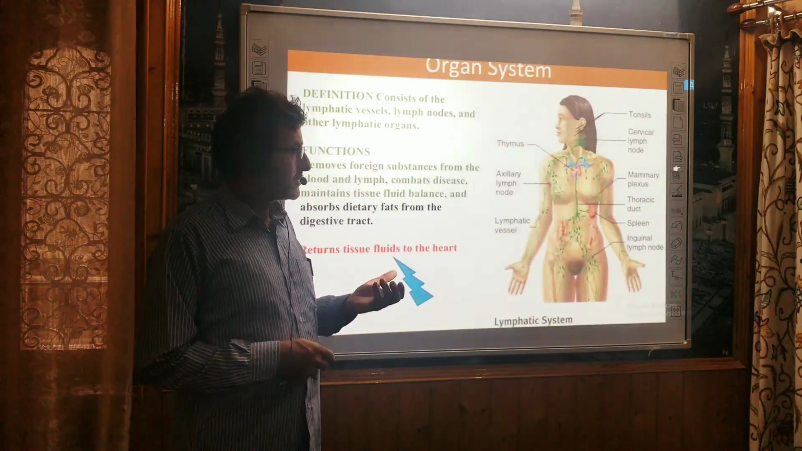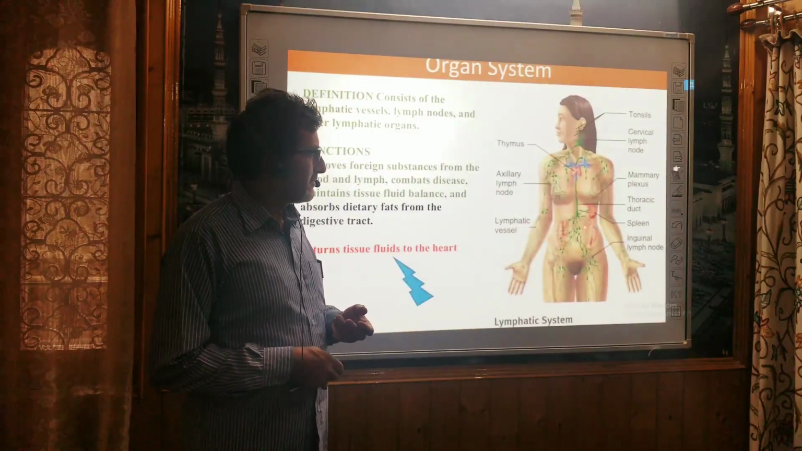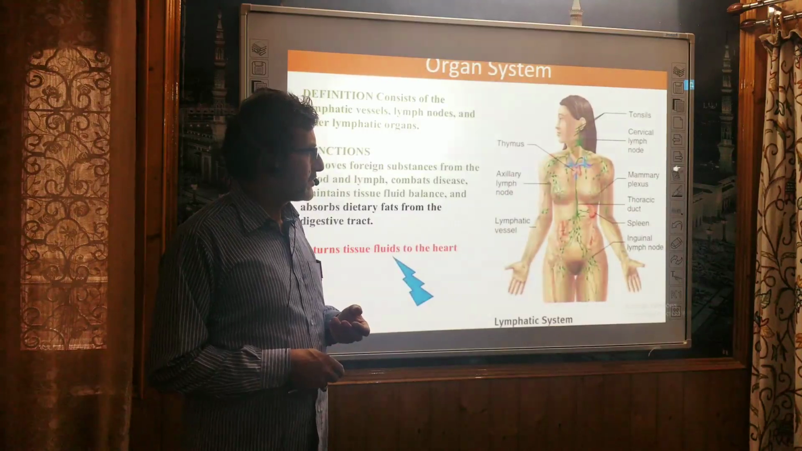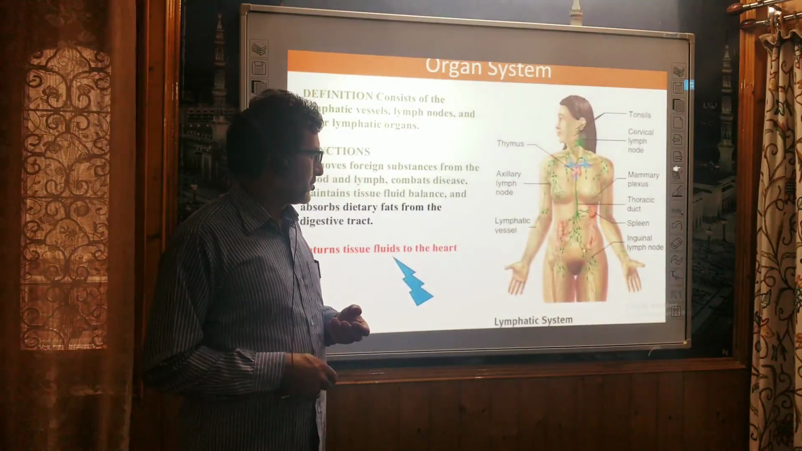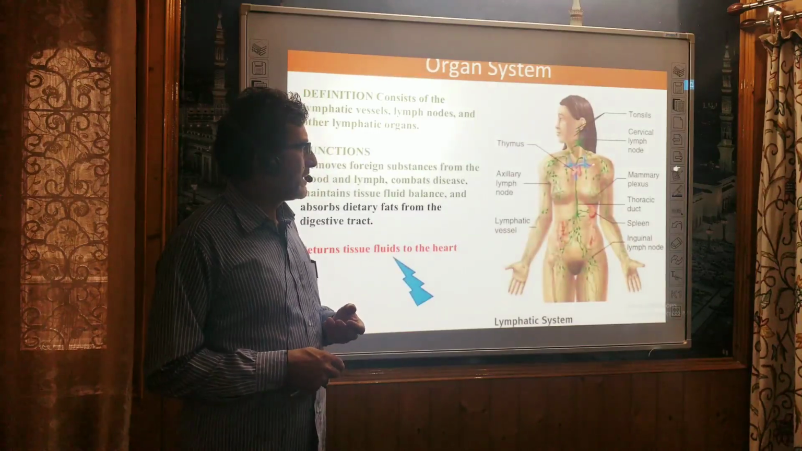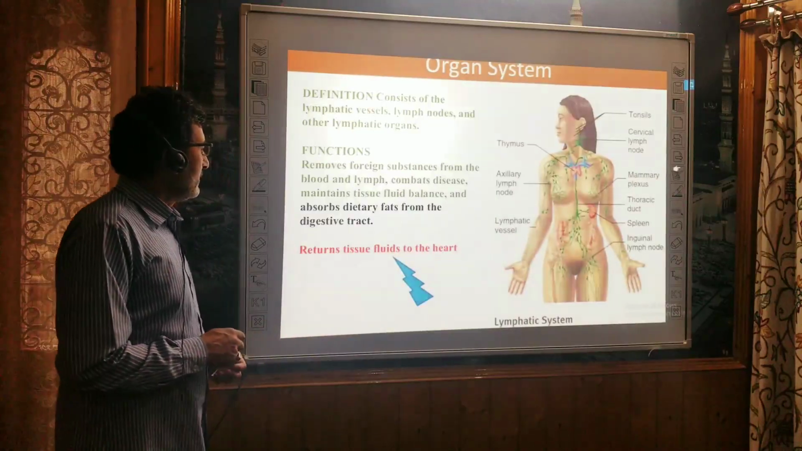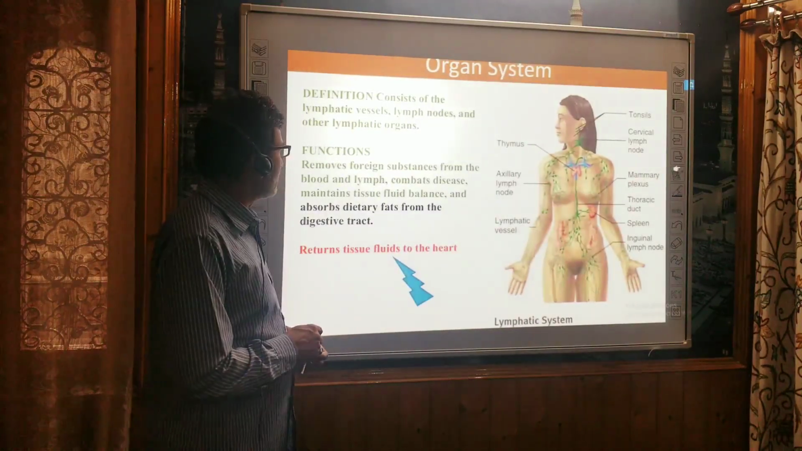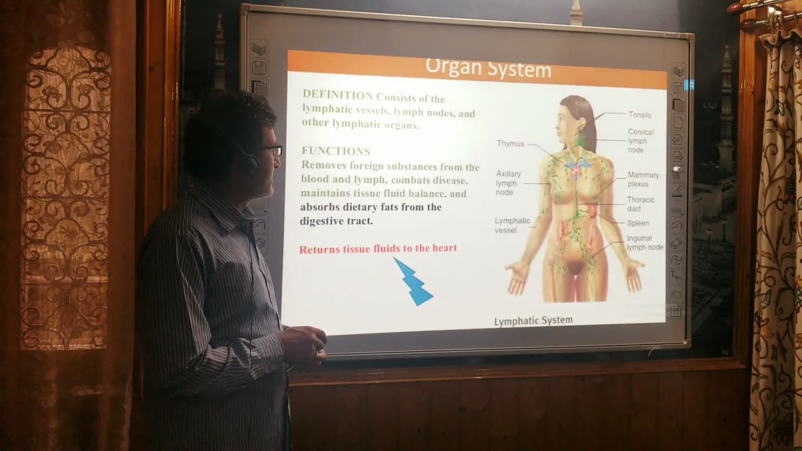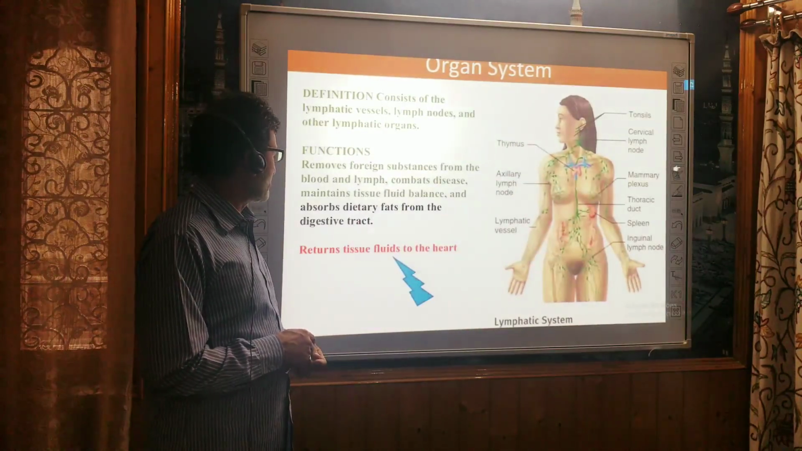Lymphocytes are the soldiers of blood. So this is our system. This is the spleen, thoracic duct, mammary plexus, inguinal lymph node. These lymph nodes provide us this lymph, that is colorless fluid. What is its function? It removes foreign substances from the body, so it maintains our immune system. And lymph combats disease, maintains tissue fluid balance, and absorbs dietary fats from the digestive tract.